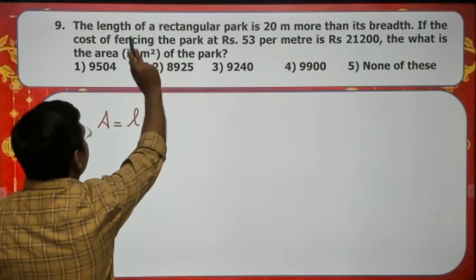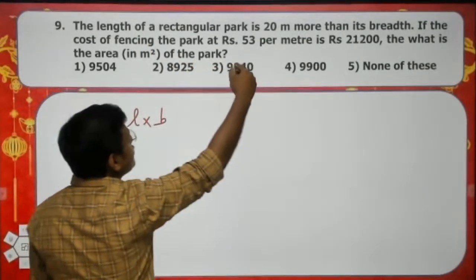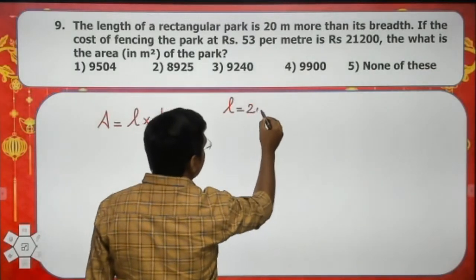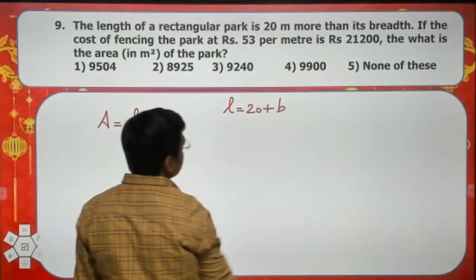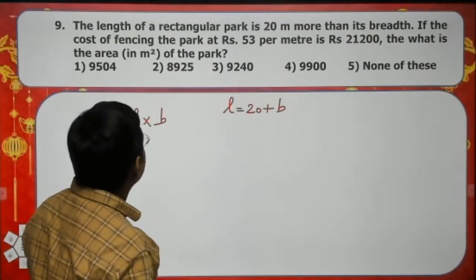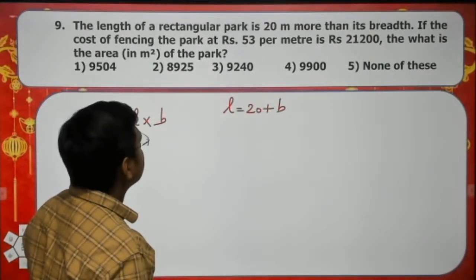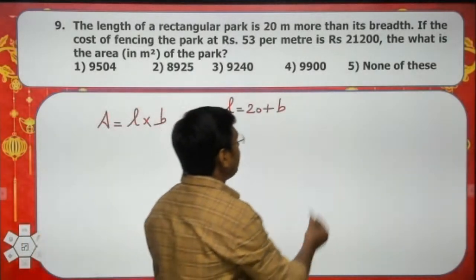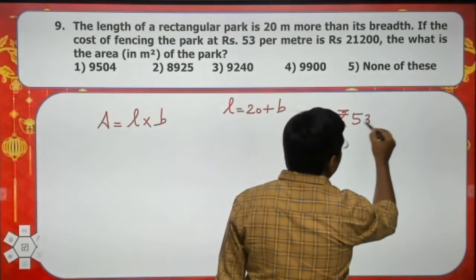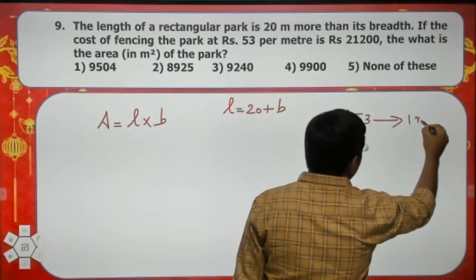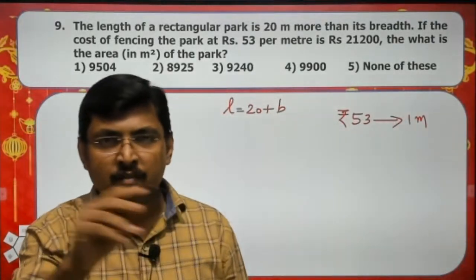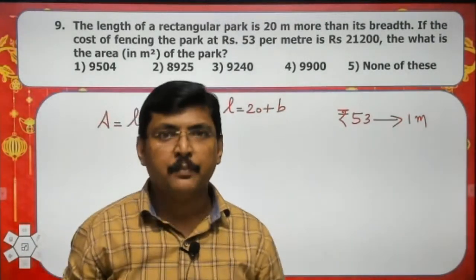Clearly given that the length of the rectangular park is 20 meter more than its breadth. That means the length is 20 meter more than breadth, correct? After that, the cost of fencing the park is at rupees 53 per meter, so we need to pay 53 rupees for 1 meter. Fencing means we need to consider the perimeter, right? When we consider fencing, we should consider the perimeter.